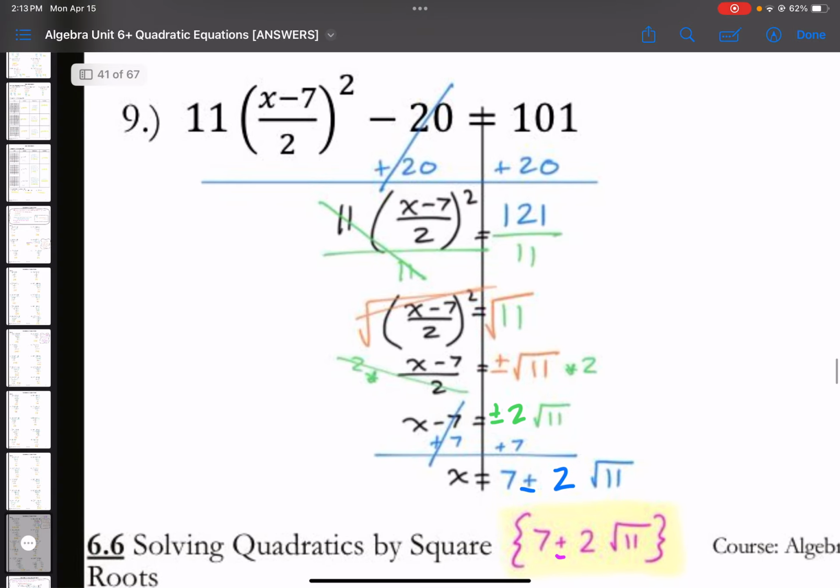So we added 20 first. Then we had to divide by the 11, get rid of the square root. I can't simplify square root of 11. So then I multiply by 2, which goes in front, and then I add 7. So I get 7 plus or minus 2 root 11. Again, these are tricky, so you're going to need tons of practice.